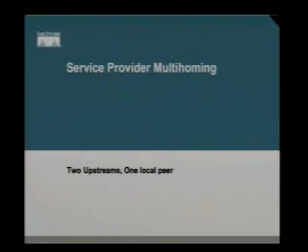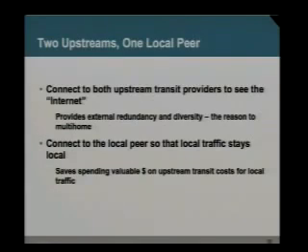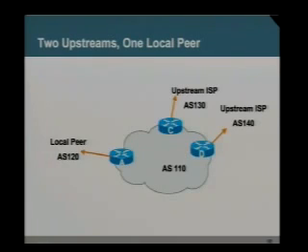Right, next example, 2 upstreams, 1 local peer. So far we've said, well, you know, default route from your upstream is just fine. What about when you've got 2 upstreams, 1 local peer? Well, the local peer, we've done that. That's simple. But 2 upstreams will give you external redundancy and diversity, and it's often the reason that any provider will multi-home. It's like this.